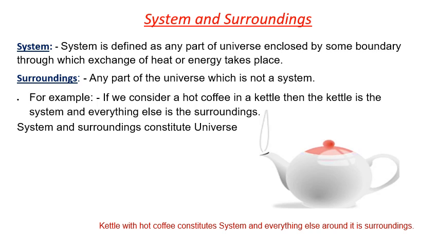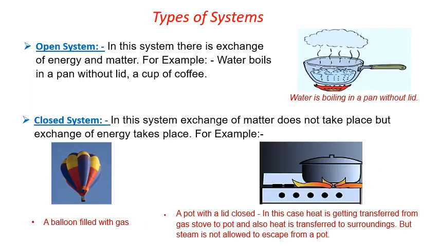Any part of the universe enclosed by some boundary through which exchange of heat or energy takes place is called a system. And any part of the universe which is not a system is called surroundings. To understand it, let's consider an example: we are having some hot coffee in a kettle. Then the kettle is the system and everything else is the surroundings. So you can say that the kettle with hot coffee constitutes the system and everything else around it is the surroundings.